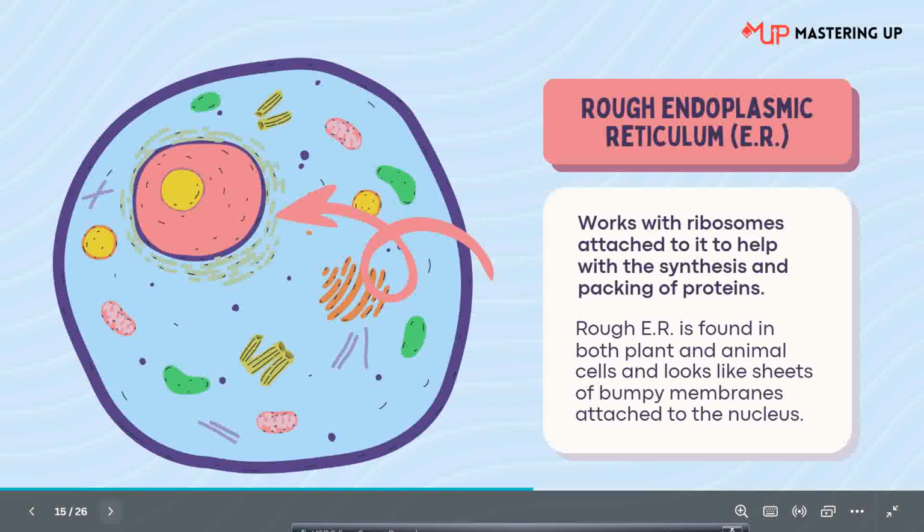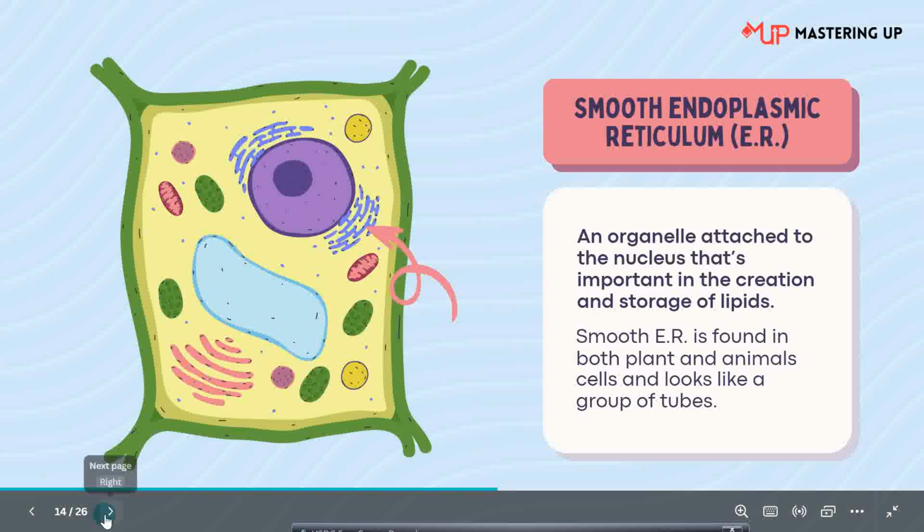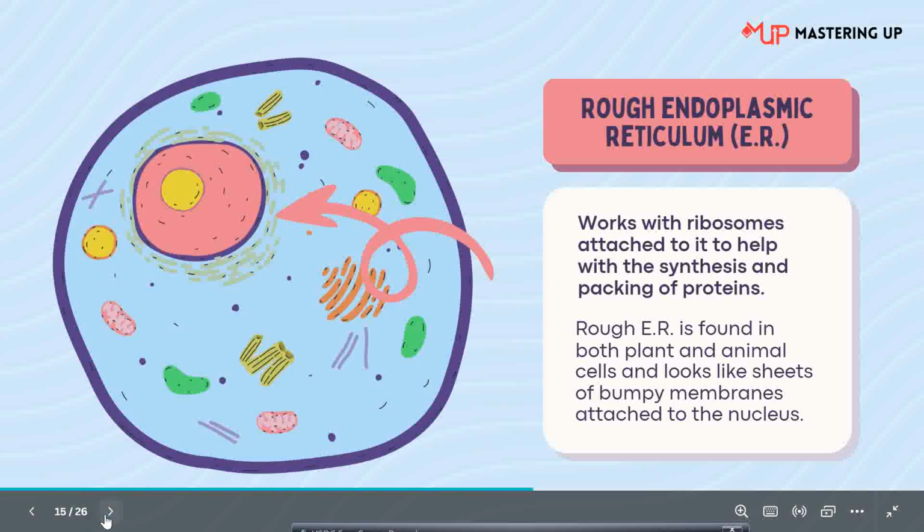Actually, let's first discuss the rough endoplasmic reticulum and then we will come to the smooth endoplasmic reticulum. We have these two endoplasmic reticulums. That's why I have shown one in animal cell and one in plant cell. But don't get confused. Both endoplasmic reticulums are present in both animal and plant cell. The rough endoplasmic reticulum works with ribosomes attached to it to help with the synthesis and packaging of proteins. Ribosomes are the structures which help in the synthesis of proteins.